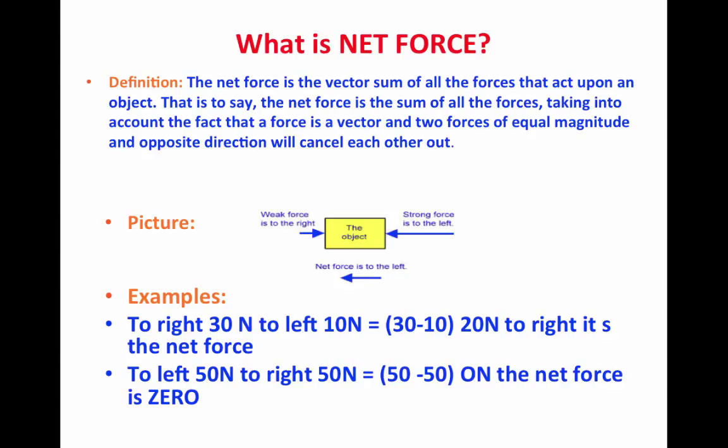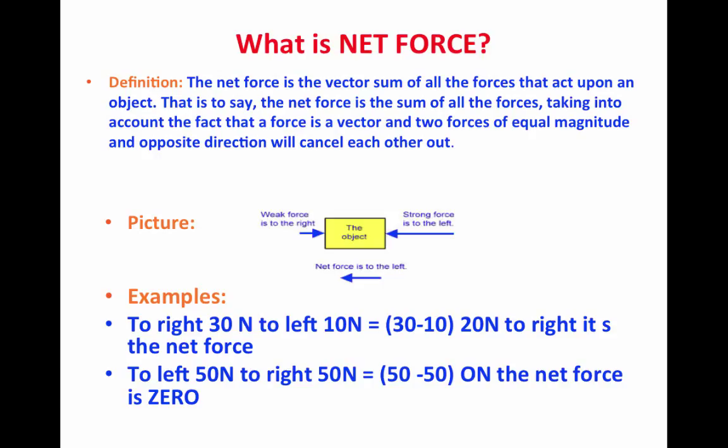Example. To the right, you will have 30 newtons. To the left, 10 newtons. They are in opposite directions. Right and left are opposite directions, then you have to subtract. 30 minus 10 equals 20 newtons. To the right is the net force.